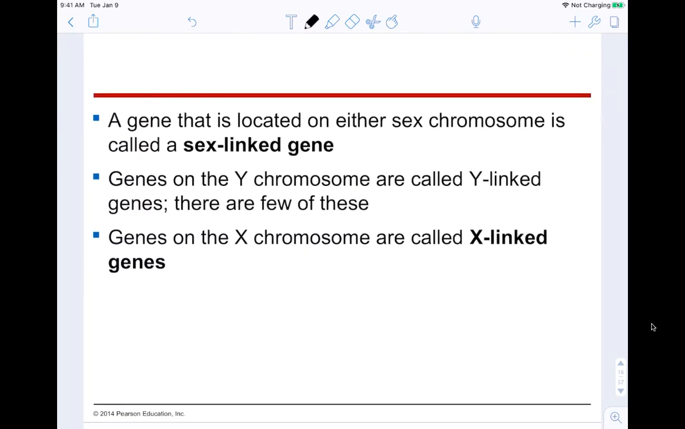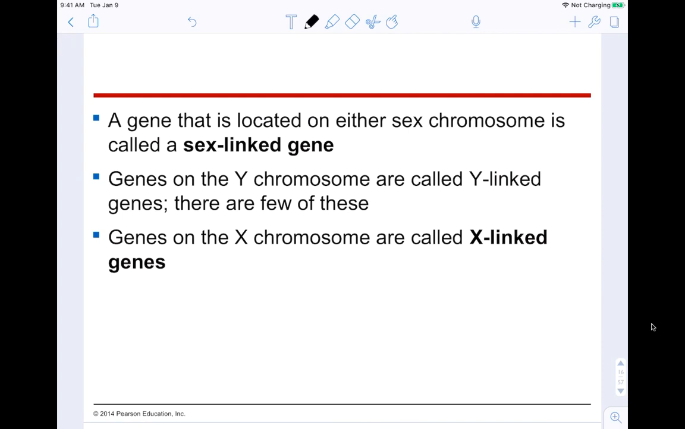Okay, so a gene that is located on either sex chromosome is called a sex-linked gene. That makes sense because it's located on a sex chromosome. It's a sex-linked gene because it is a gene that exists on a sex chromosome. Genes on the Y chromosome are called Y-linked genes, and there are very few of them. We're actually not even going to talk about them because there are so few of them.